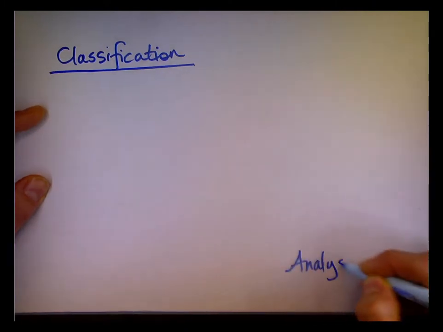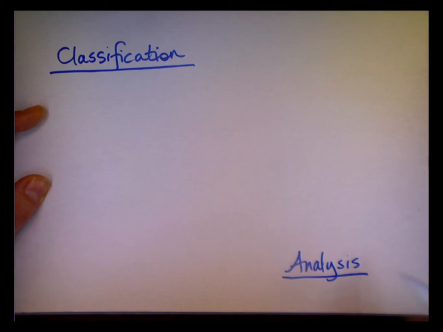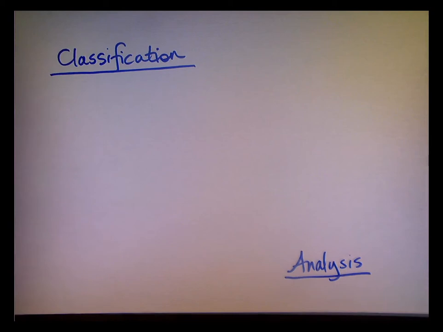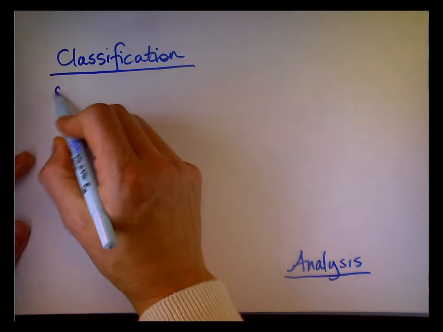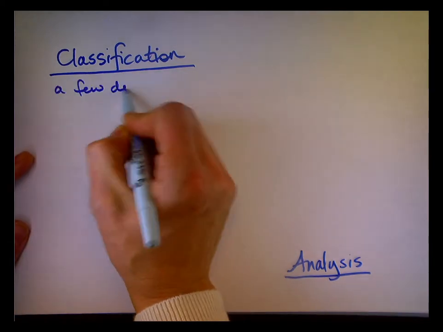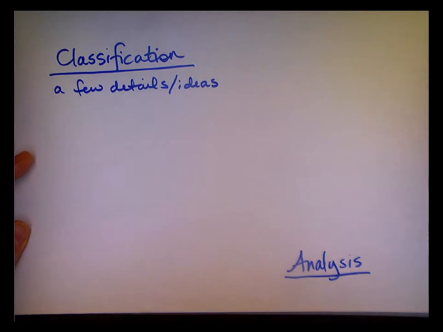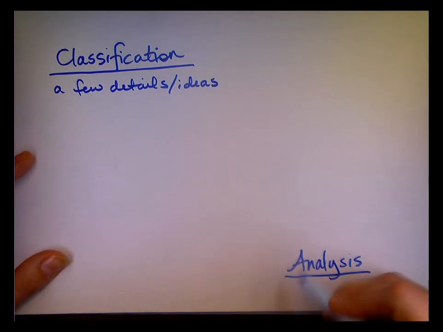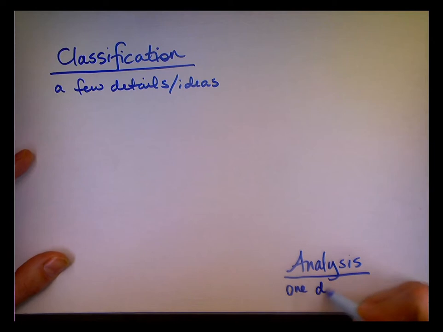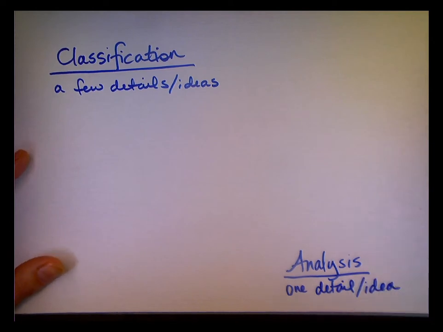Now I'm writing these on the page on purpose, one up, one down, because they're opposite approaches to the same thing. Here's how they're different. With classification, you have to have a few details or ideas. With analysis, you have to have one detail or idea. All right, so what's the difference here?